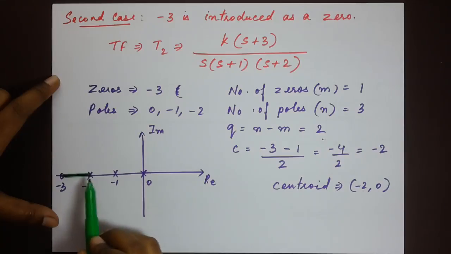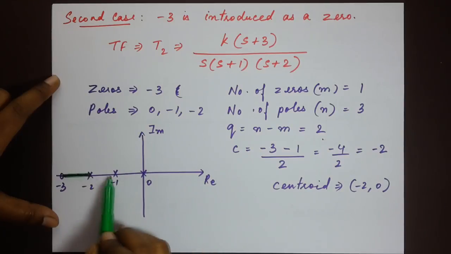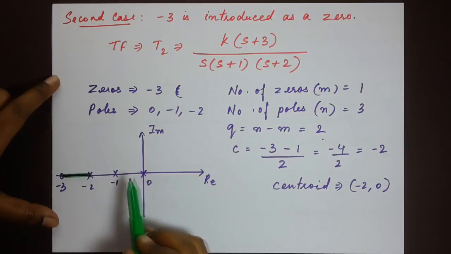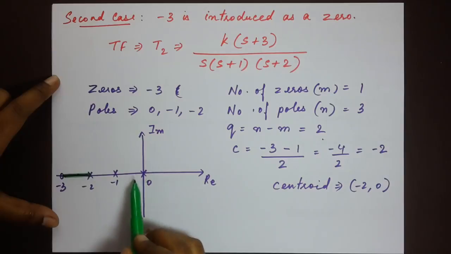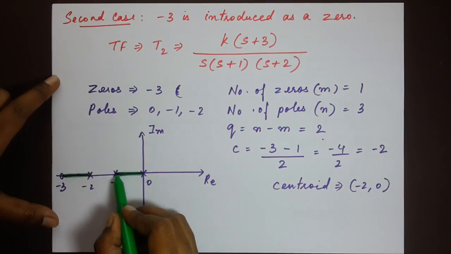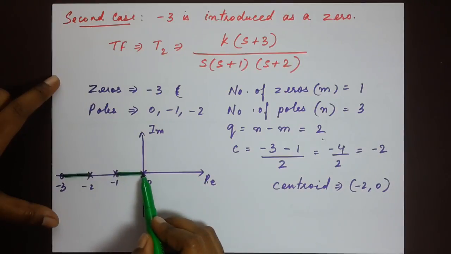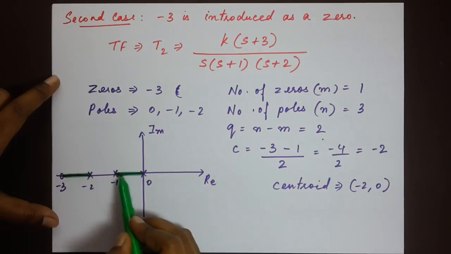Now take the test point as -2. Towards the right we have only 2 poles, which means this portion does not exist in the plot. Take the point -1 as the test point. Towards the right we see that there is only 1 pole, and that's an odd number, which means this portion here exists in the plot. If we take the test point as the origin here, we see there is nothing on the right side, therefore that does not exist in the plot.